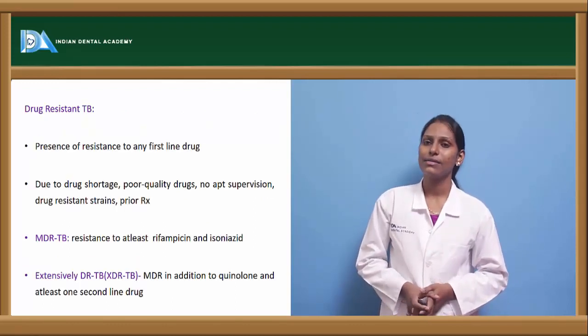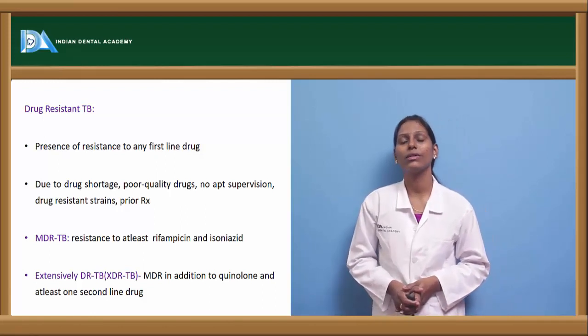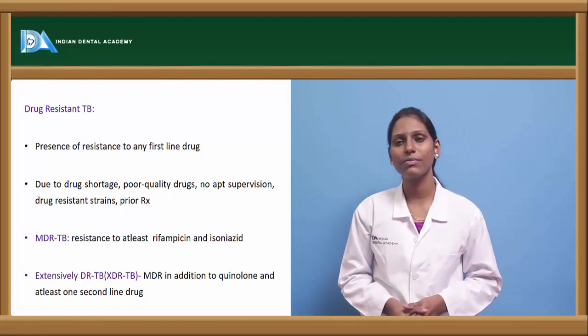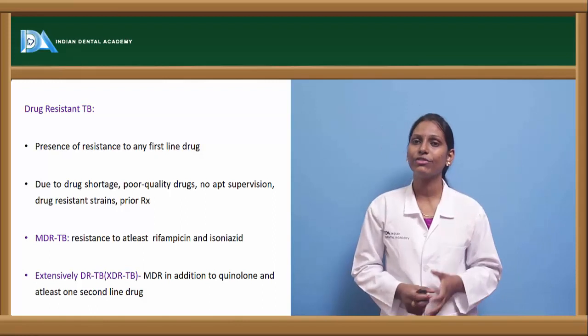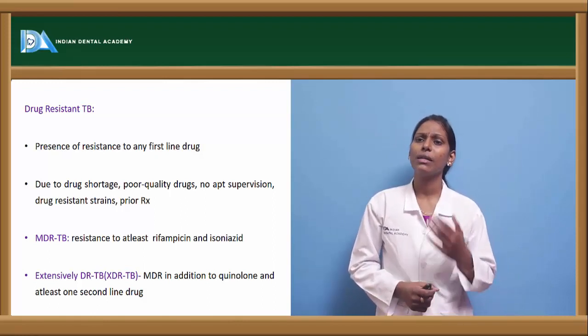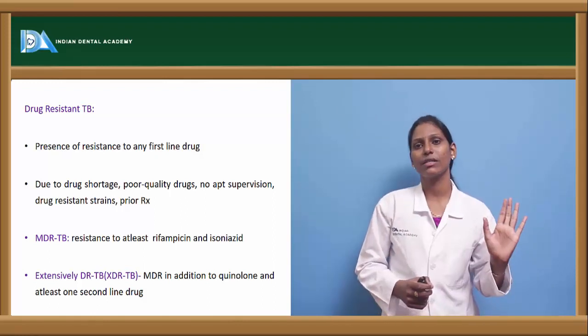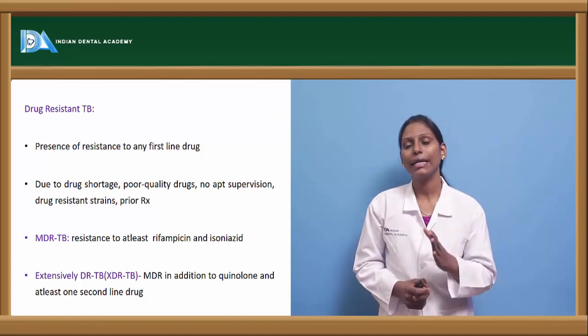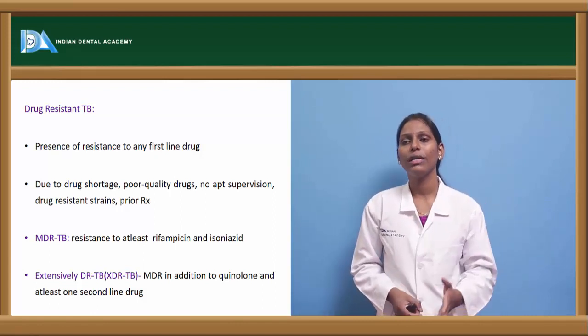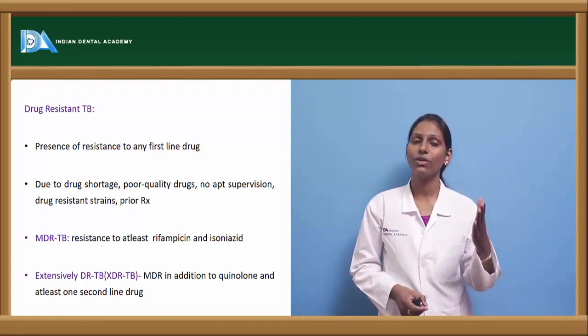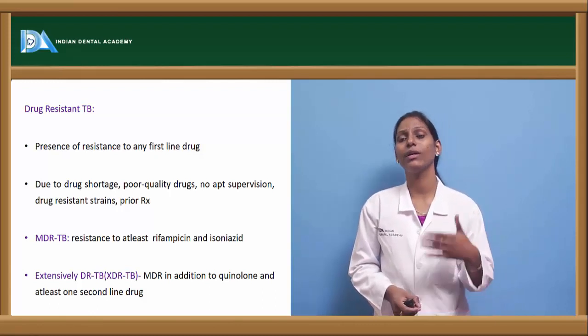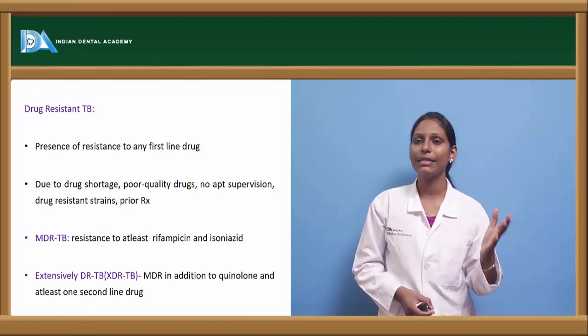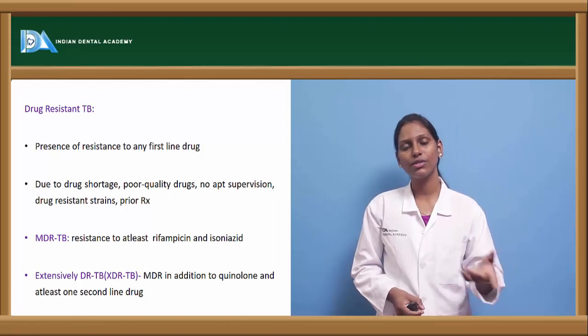Now, coming to drug-resistant tuberculosis. In recent days, drug-resistant tuberculosis has become a main headache for physicians, because there can be resistance to any first line drug. It can be because of drug shortage or poor quality of drugs, no proper supervision, or drug resistant strains developing, or patients who have already taken prior treatment and hence have developed resistance.